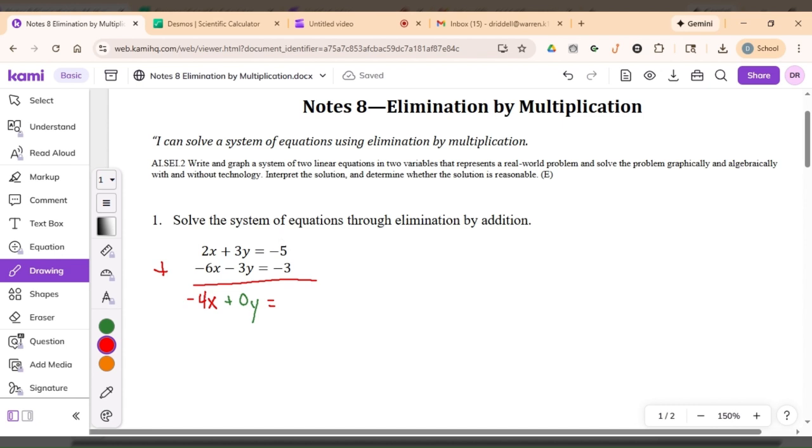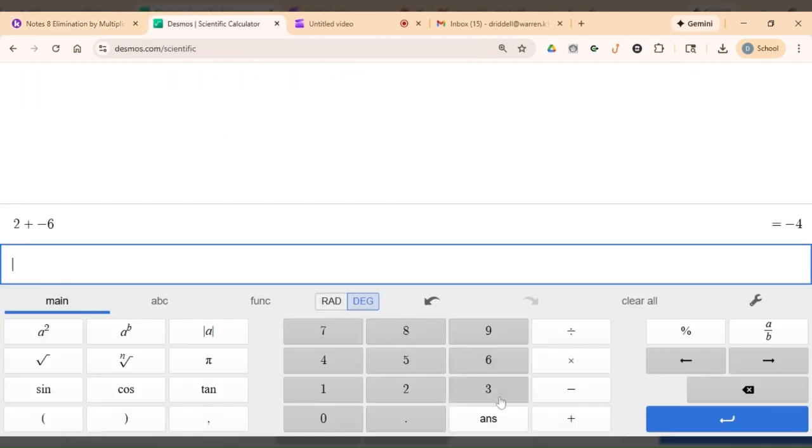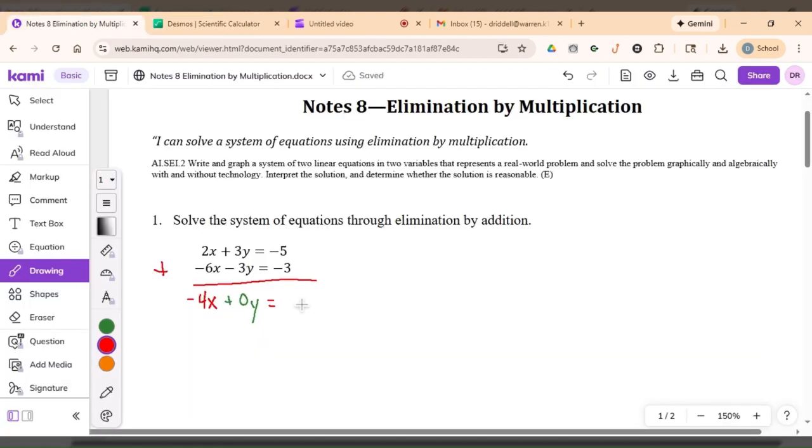And then negative 5 plus negative 3, we can check. Negative 5 plus negative 3 is, oops, I forgot the negative. So negative 5 plus negative 3 is negative 8. So after the equal sign, we get negative 8. And remember, if I'm going too fast, you can always pause the video, rewind it, whatever you need to do. But here's what I really want to do.